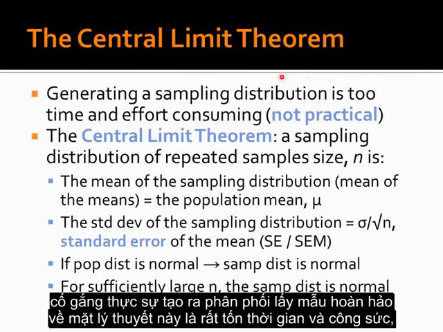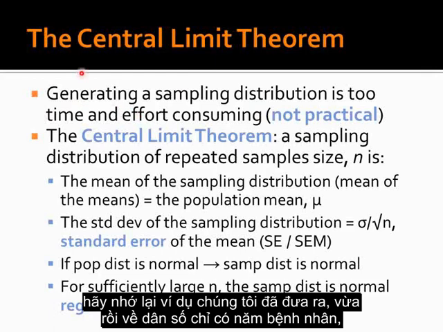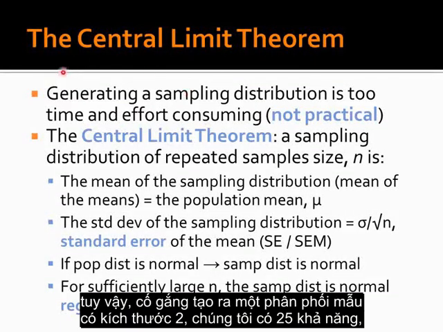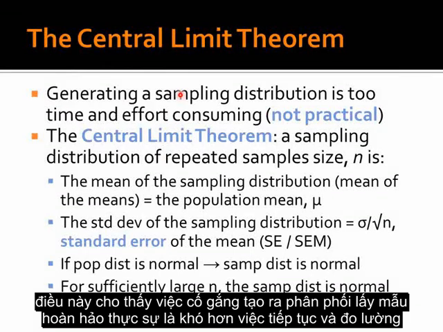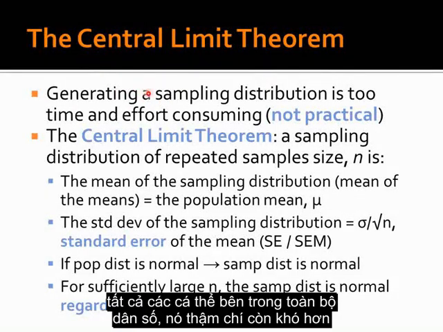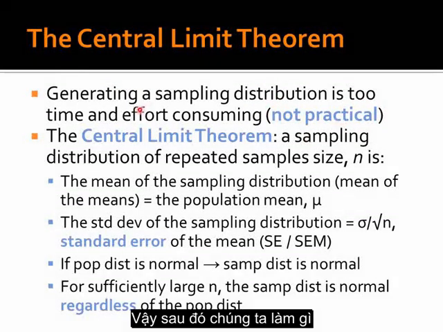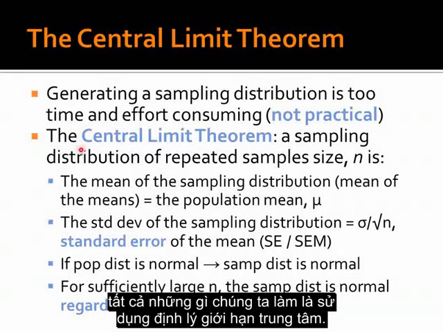Now, obviously, trying to actually create this theoretically perfect sampling distribution is very, very time and effort consuming. Remember the example we gave just now about the population of only 5 patients? The entire population only consisted of 5 patients. And yet, trying to create a sampling distribution with group size 2, we had 25 possibilities. This suggests, and it's true, that trying to create the perfect sampling distribution is actually harder than going out and measuring all the individuals inside the entire population as a whole. So if trying to measure the entire population is not practical, then trying to generate the sampling distribution is also not practical. So what then do we do? What we do is we use the Central Limit Theorem.